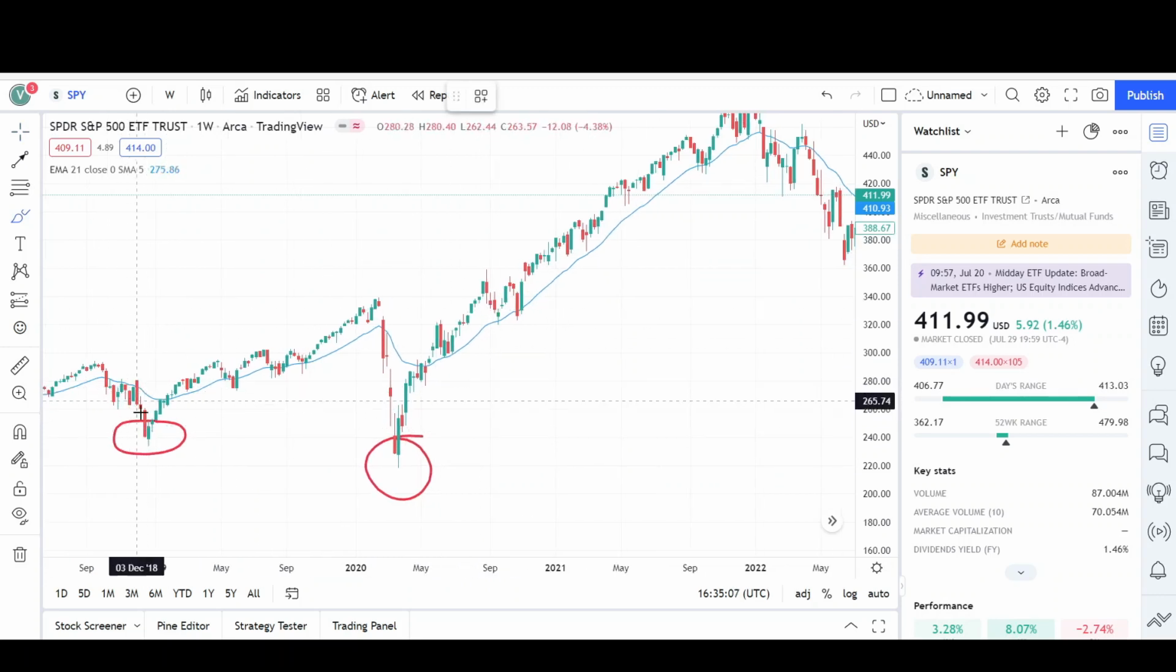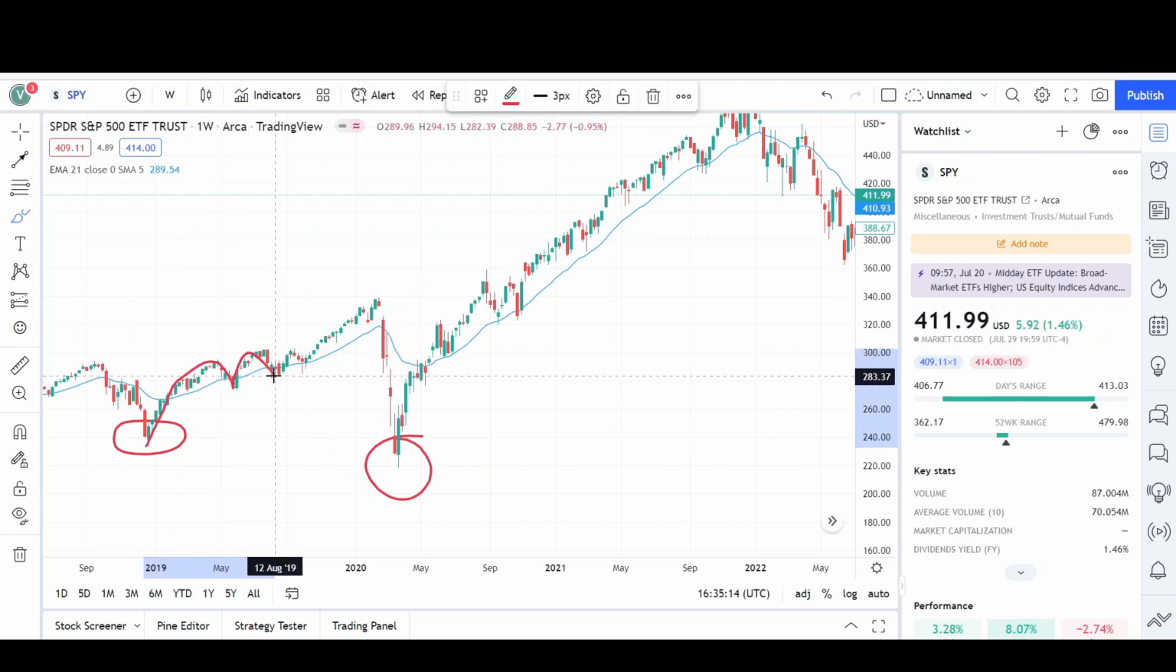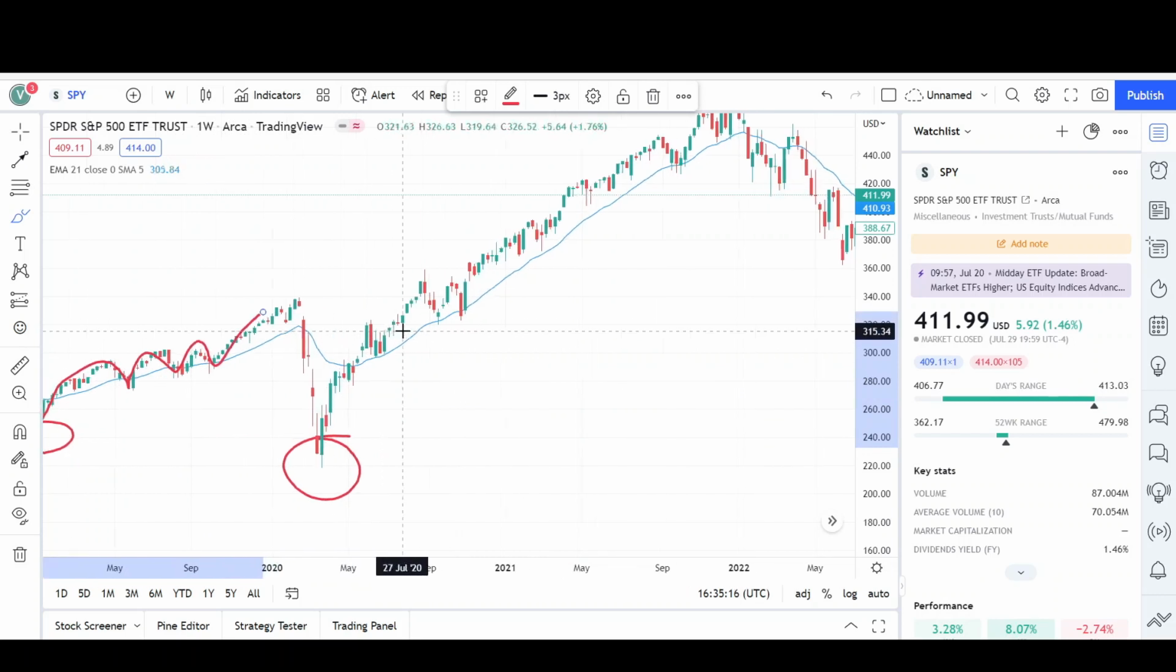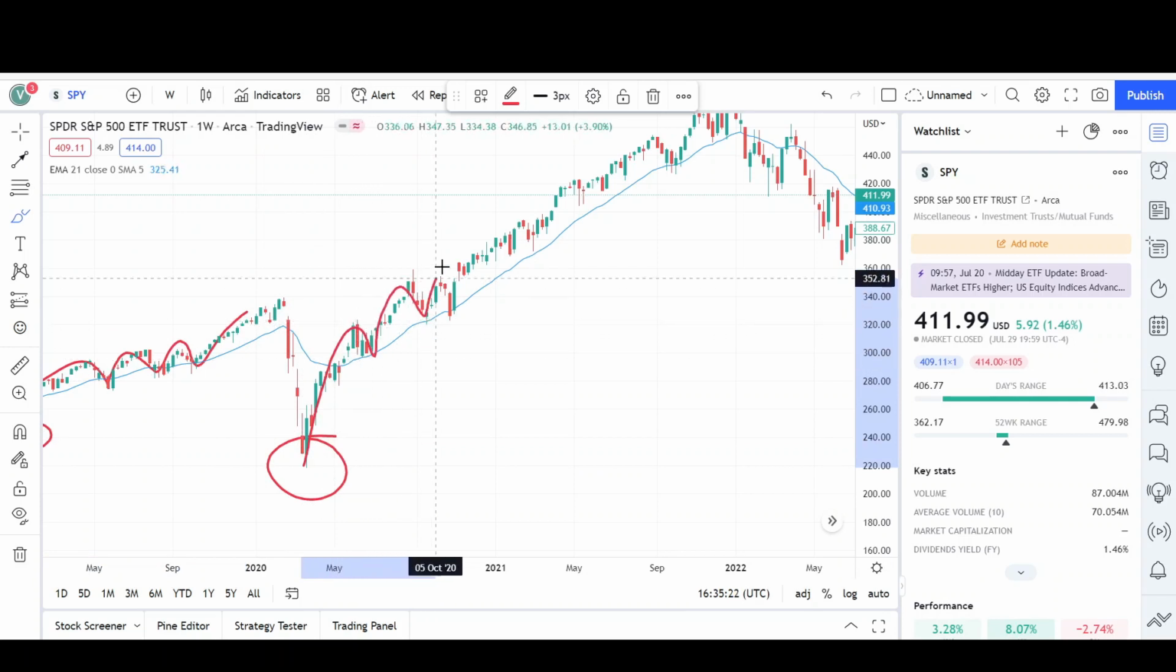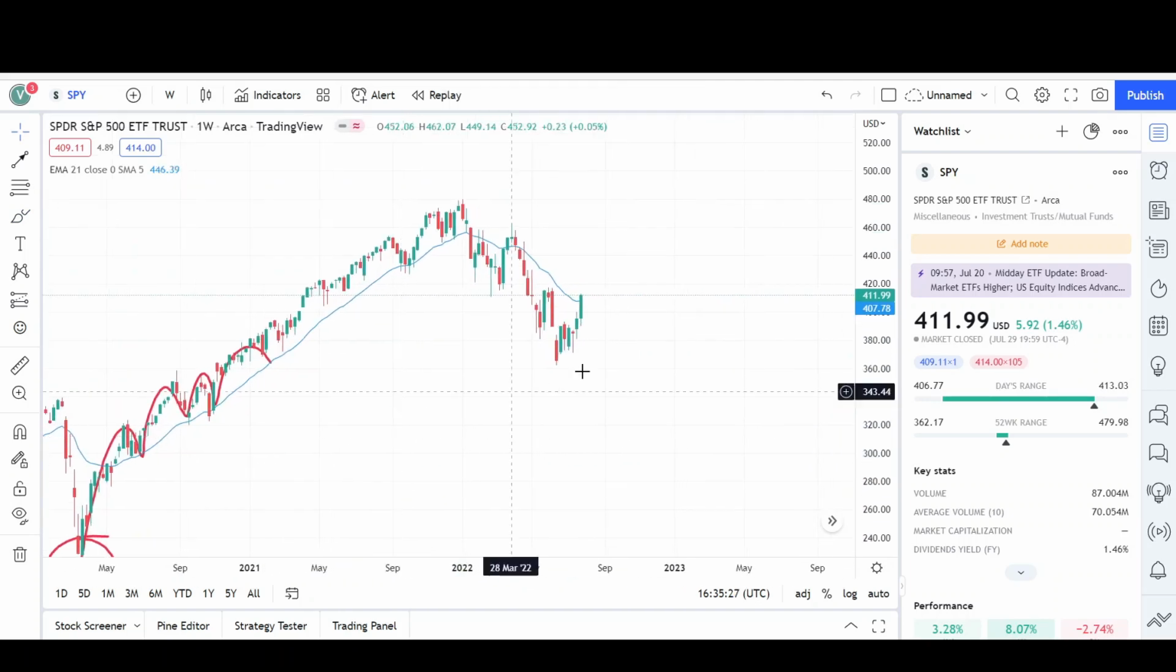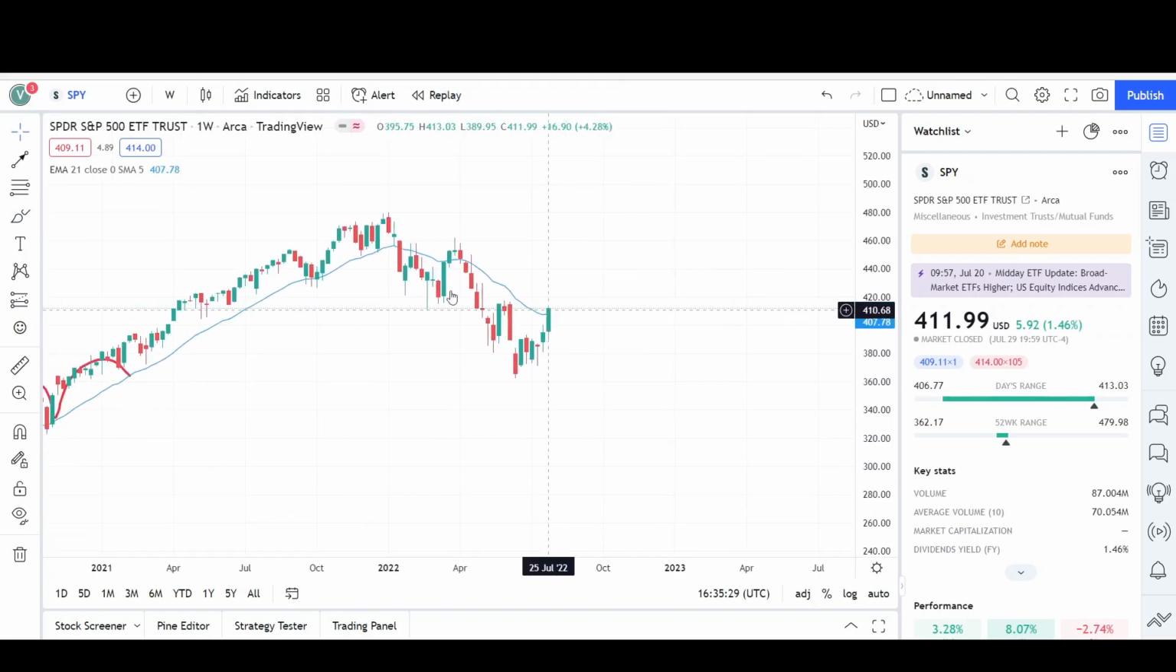So what did it do? It was below the EMA, but then we pushed above the EMA, we came back and found some type of support, and then we started bouncing on the top side of it. Same thing in 2020. We shot right through the EMA, we shot right back up through it, and then we started bouncing from the EMA on the top side. So is this looking like a bottom right now? It could be, but it's a little too early.